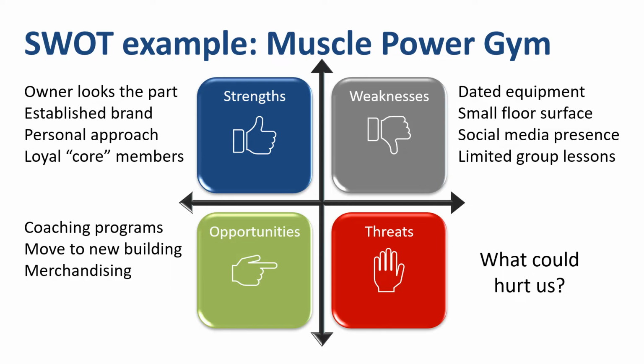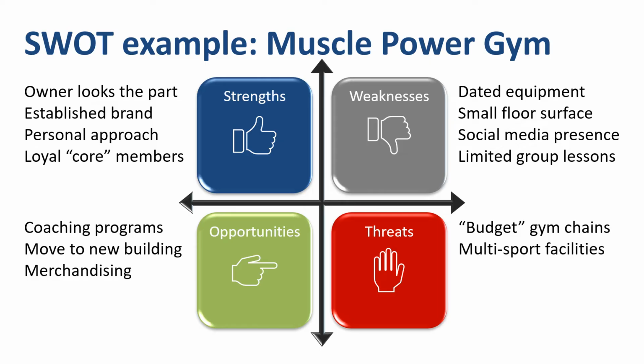What are the threats? What could hurt the business? Well, there are 2 types of very aggressive competition moving in, and they have deep pockets. Budget gym chains that thrive on volume, with new equipment and low membership fees, and multi-sport facilities where besides a gym, members can use the pool and a tennis court.